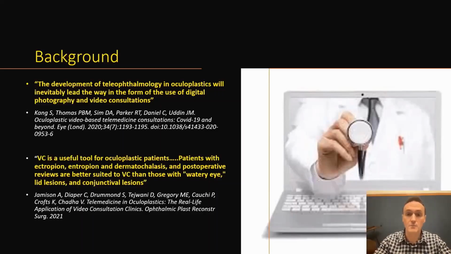Closer to home, Jameson et al. and his team from Glasgow also provided a huge cohort of patients that underwent video consultation, and again they found this to be an extremely useful tool, particularly when looking at certain conditions such as ectropion, entropion, dermatochalasis and postoperative reviews. Slightly less so with other things like watery eyes, lid lesion, conjunctival lesions.